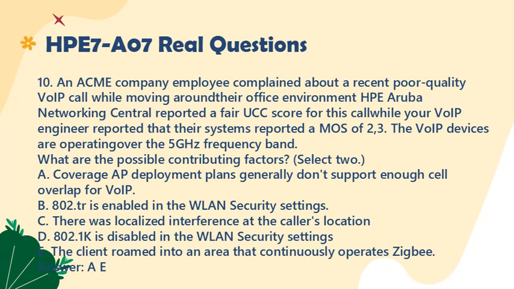Select 2. A. Coverage. AP deployment plans generally don't support enough cell overlap for VoIP. B. 802.11r is enabled in the WLAN security settings. C. There was localized interference at the caller's location. D. 802.11k is disabled in the WLAN security settings. E. The client roamed into an area that continuously operates Zigbee. Answer: A, E.